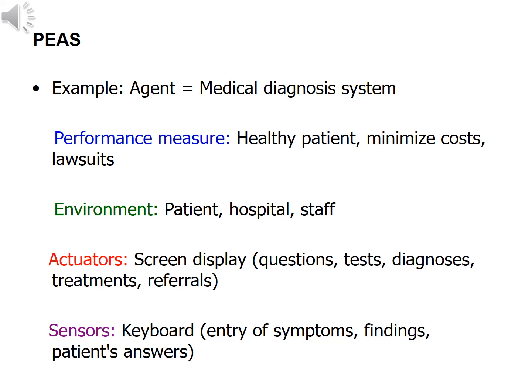And here's the solution. Your performance measure is that basically your patient gets healthy. You also want to minimize costs, and minimize lawsuits and similar things. Your environment is your patient, hospital, and the medical staff. Actuators are all the possible actuators you can have at the disposal of a medical diagnosis system: screen display, questions, tests, diagnosis, treatments, referrals, and so on. And your sensors are usually your keyboard, your mouse, and your symptoms, findings, patient's answers, and so on.